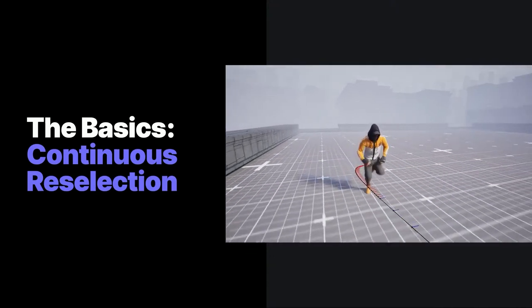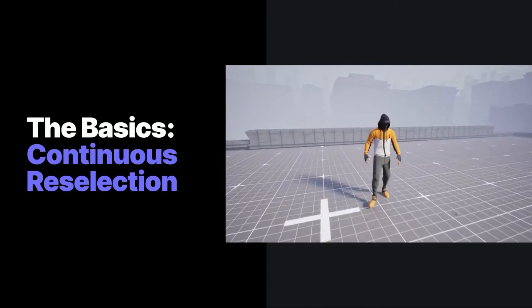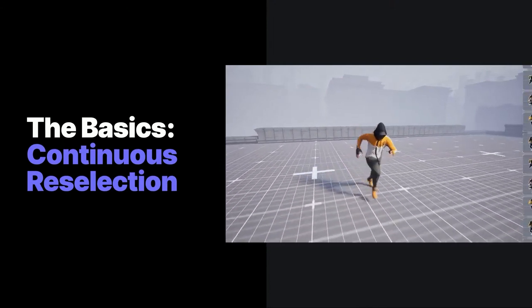Of the previously selected animation asset, the motion matching node will perform a blend into the newly selected animation asset, repeating these cycles every frame.